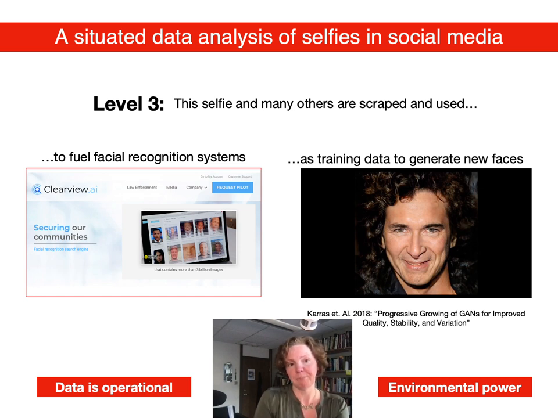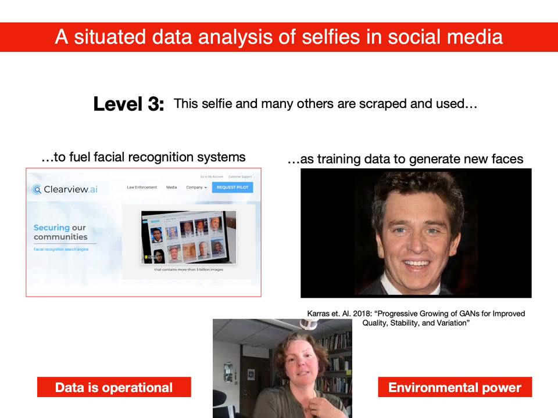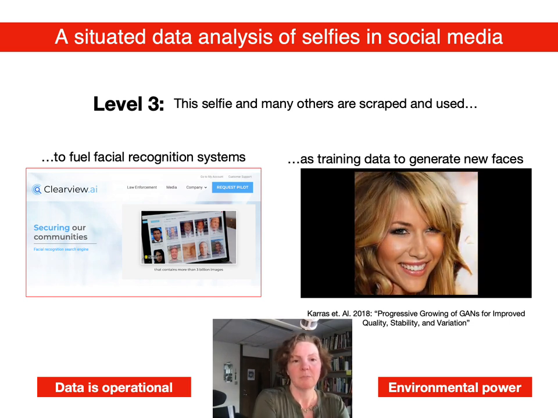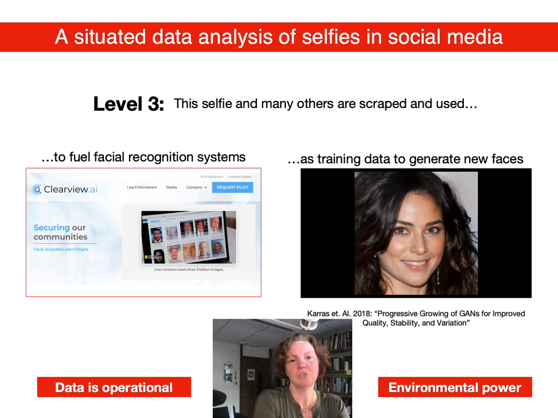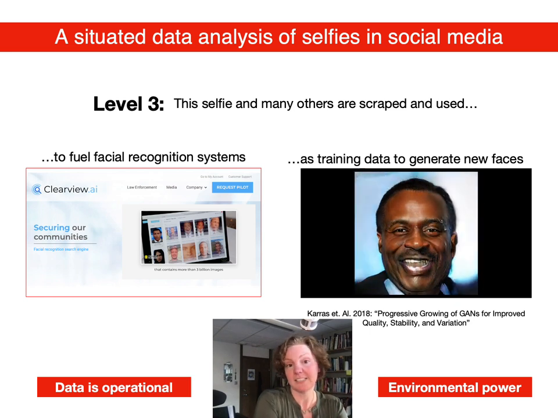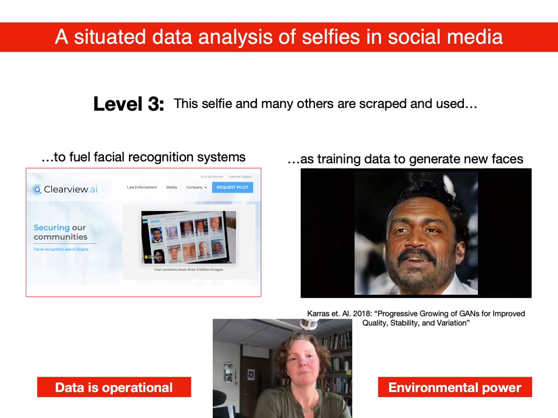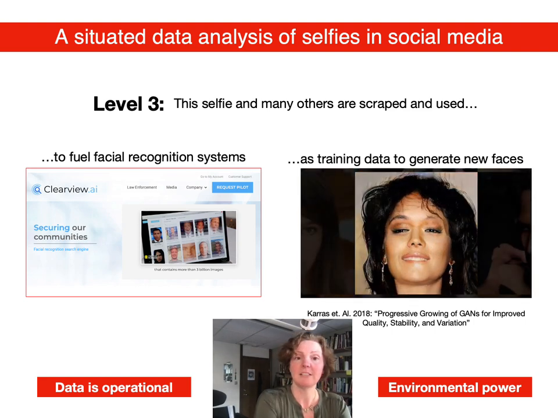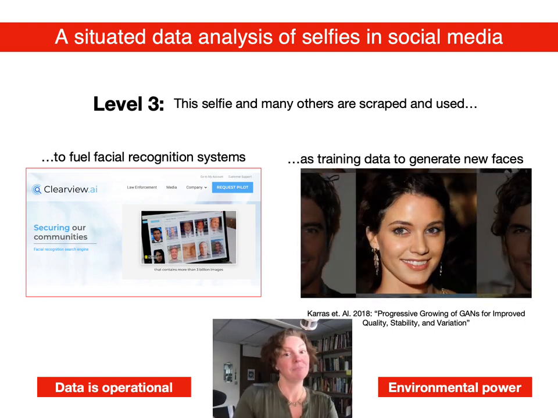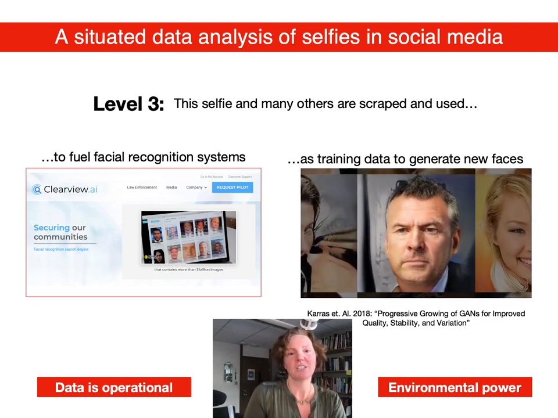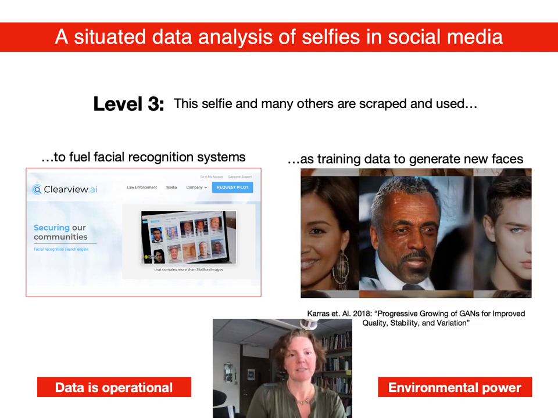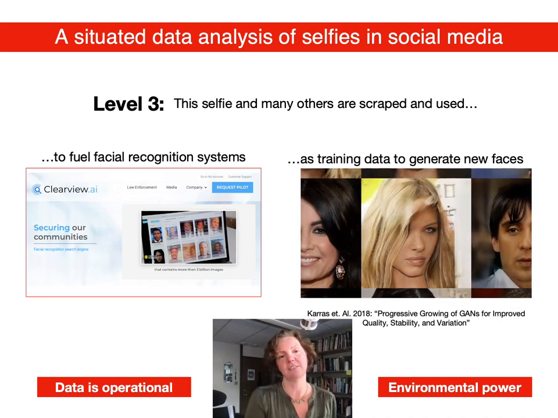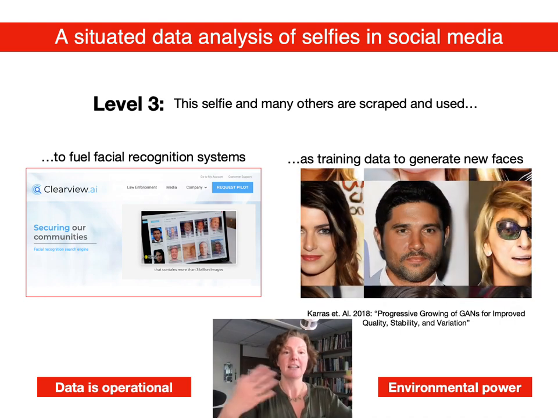Another use of scraped images from social media is that they've been used as training data to generate new faces. And here you can see how, based on a huge training data set of faces, selfies, etc., you can use GAN networks in order to generate new faces that aren't actually faces of any individual, but they're generated from this other data set. So these are just two examples of how that selfie data can be operationalized in a different way.